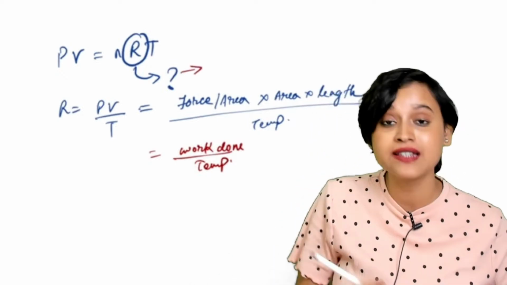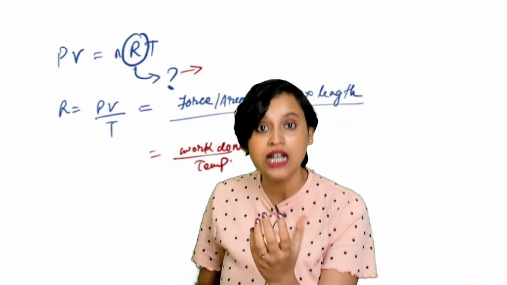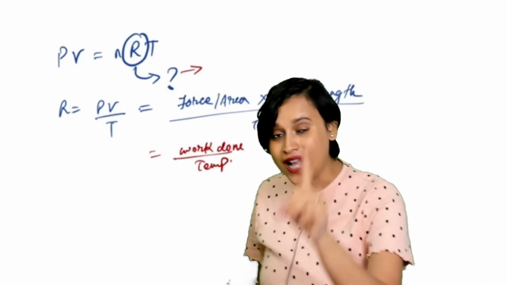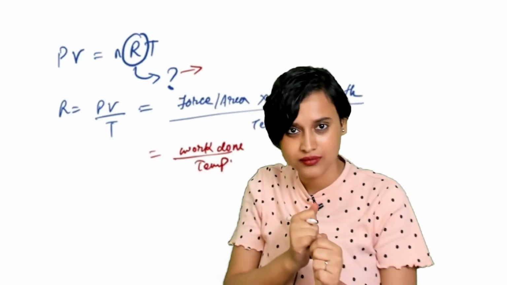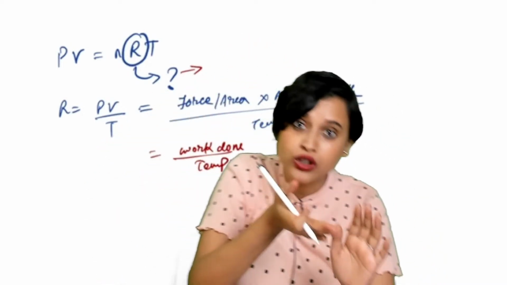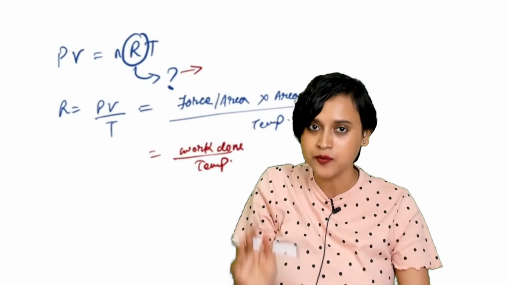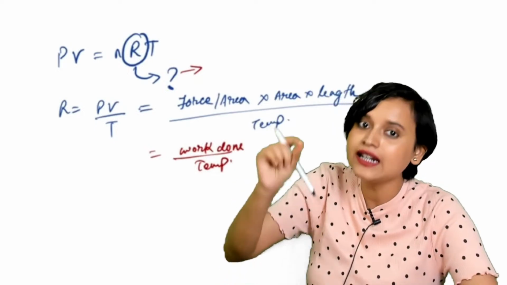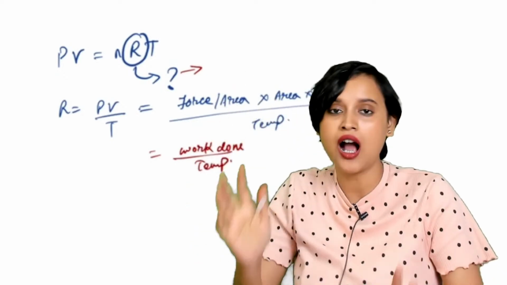And what does this R represent? This represents work done per degree per mole. Every time you increase the temperature by 1 degree for one mole, how much work are you doing? R is the amount of work that you have to do, per degree per mole. Are you understanding? It represents the work done per degree per mole. Every degree of temperature that you increase, what is the work being done? That is your R.